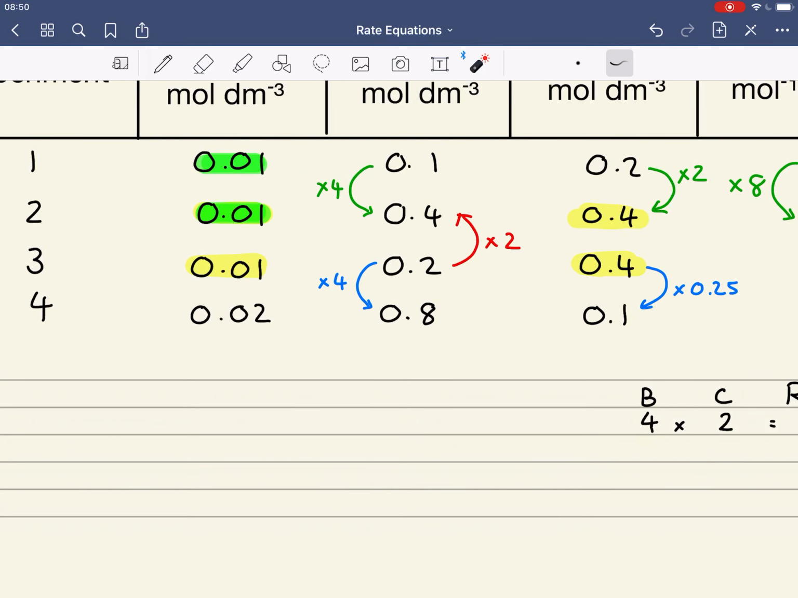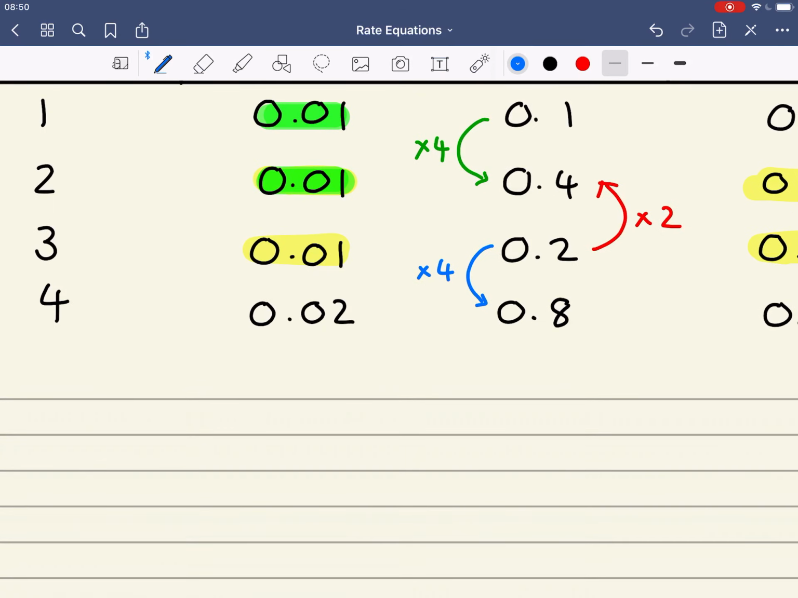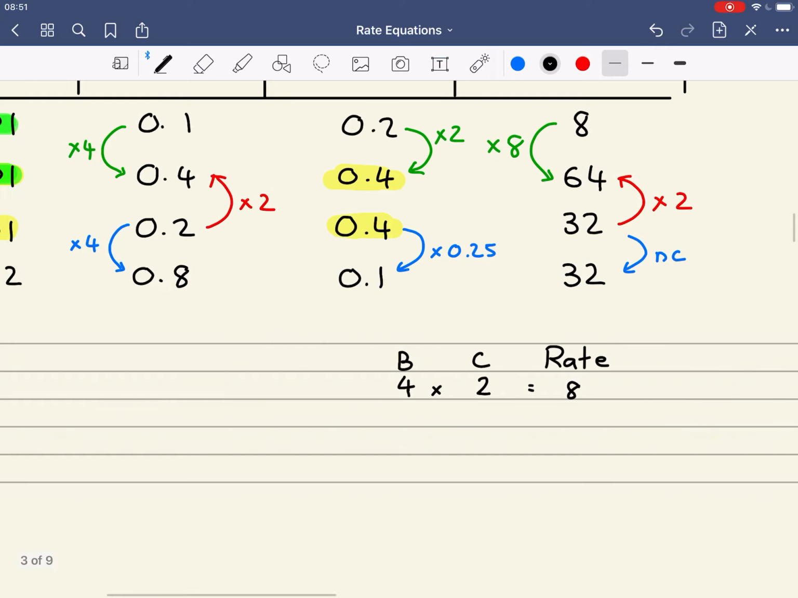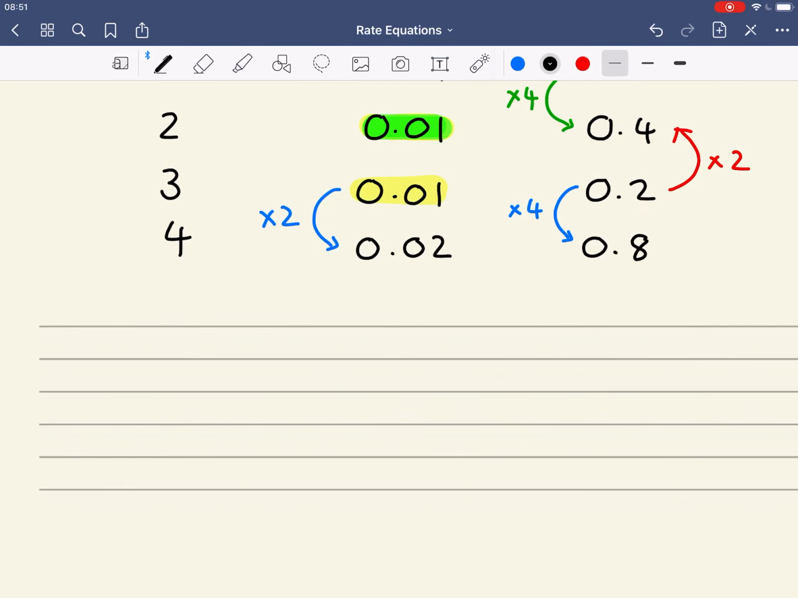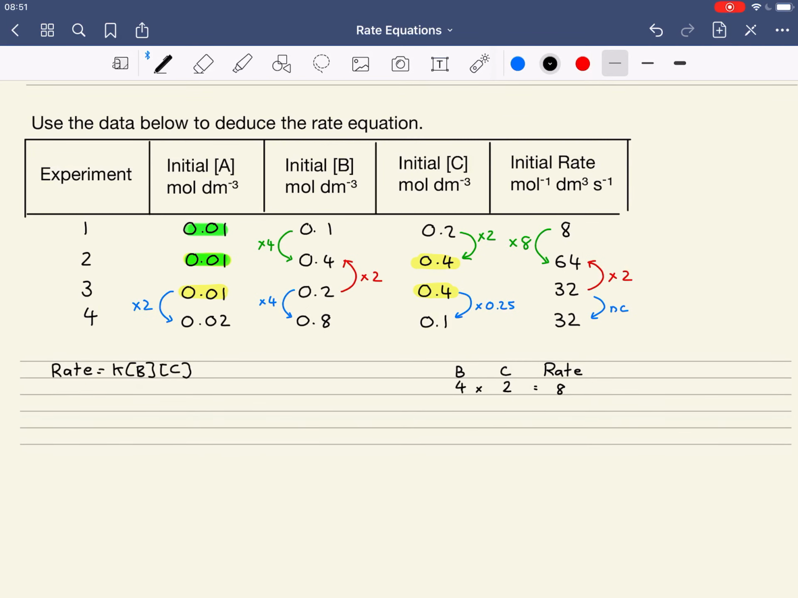And therefore the only thing which affects the rate must be the change in concentration of A. We can see that it's gone up there by a factor of 2, and for the rate there has been no change. So it must be 0 order with respect to A. So my rate equation then becomes rate is equal to k[B][C]. So there you've got 4 examples of how you can use initial rate data to work out orders of reaction and therefore deduce rate equations.